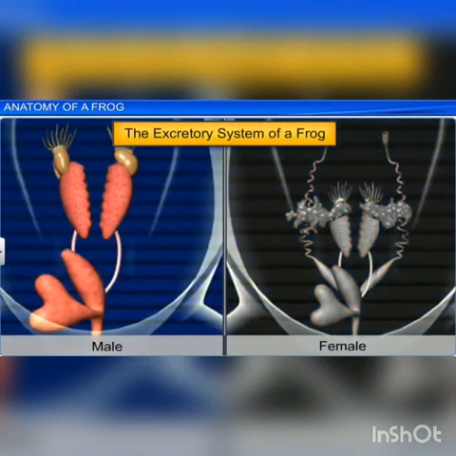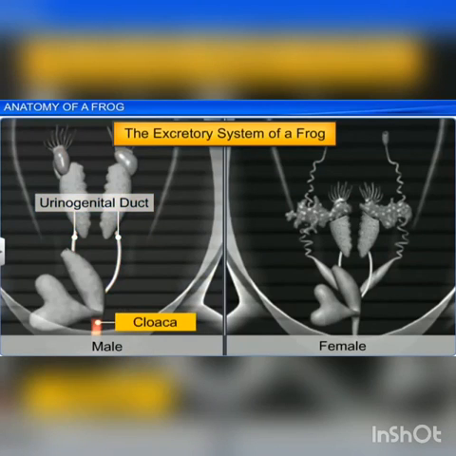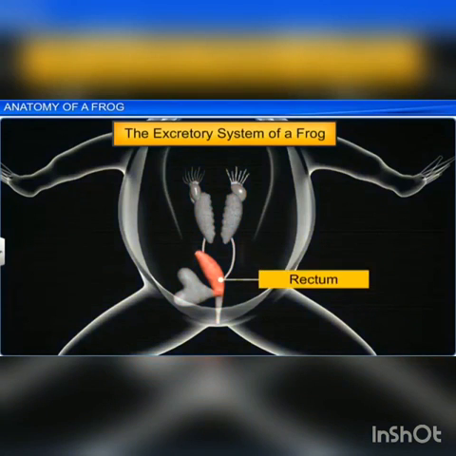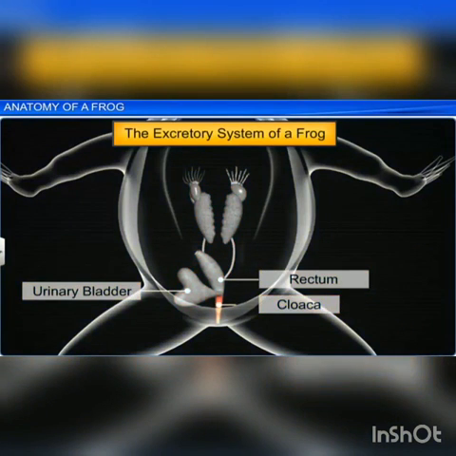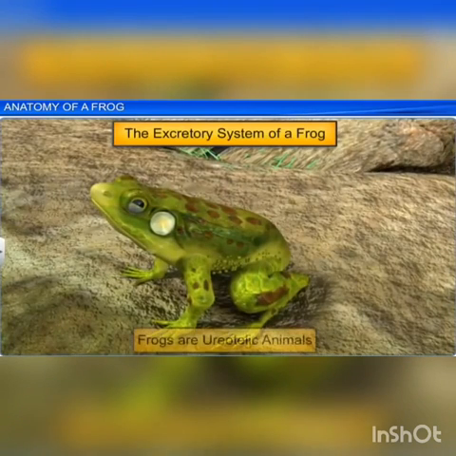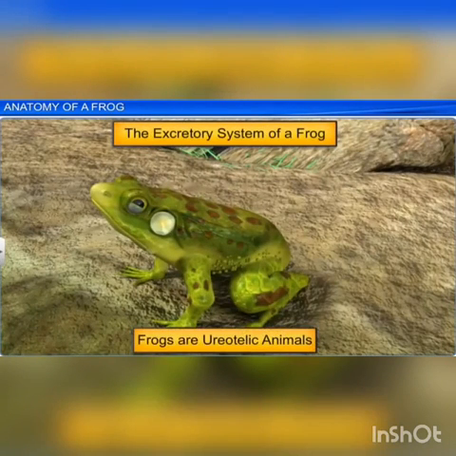A pair of ureters emerges from the kidneys and open into the cloaca. A thin-walled, unpaired urinary bladder, unpaired means single urinary bladder, is present ventral to the rectum and opens into the cloaca. Since the excretory product of frog is urea, it is called a ureotelic organism.